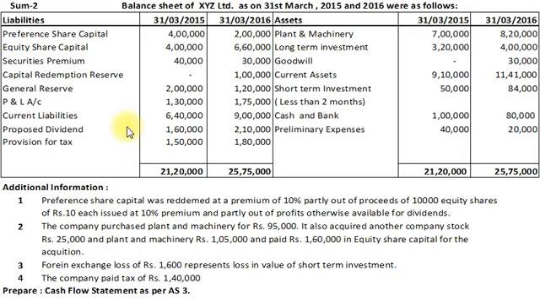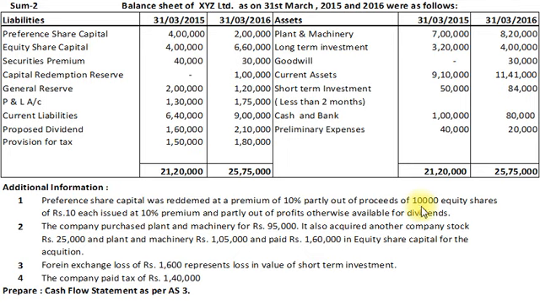Dear students, first of all, let us observe the balance sheet. On liability side, preference share capital on 31st March 2015 rupees 4 lakh and on 31st March 2016 rupees 2 lakh. It means during the year company redeemed preference shares of rupees 2 lakh, and as per adjustment number 1, it is provided partly out of equity shares proceeds and partly out of profits available for dividend.